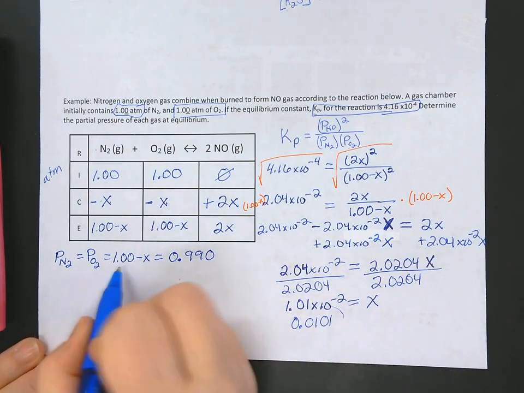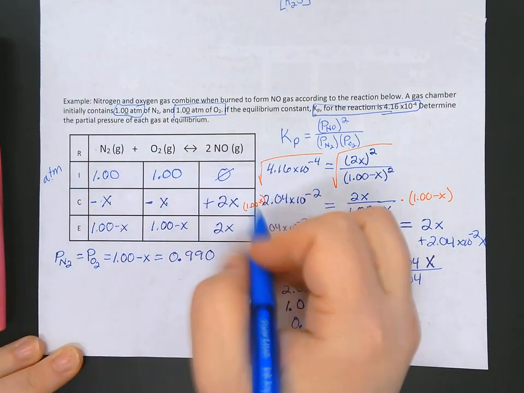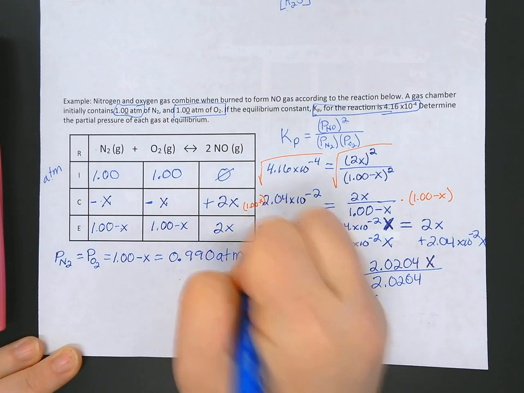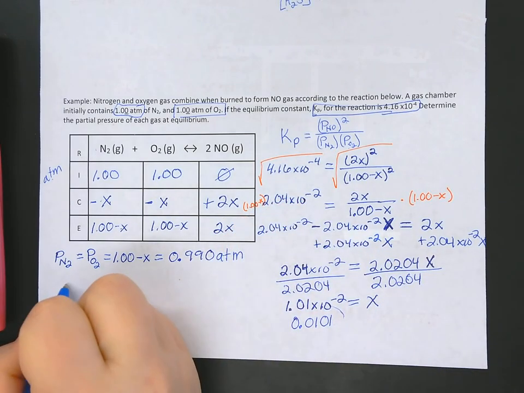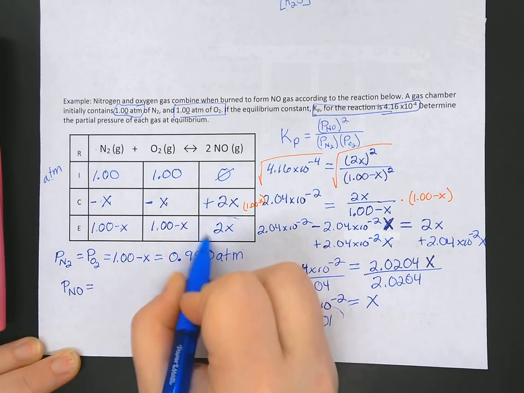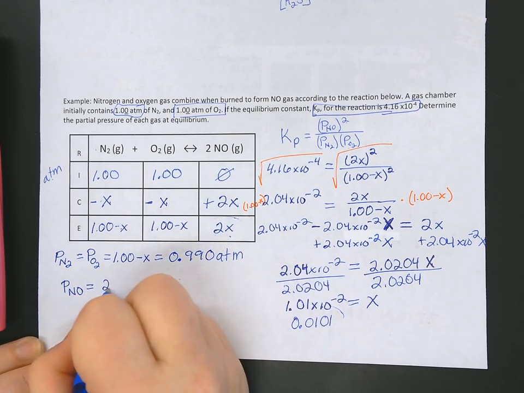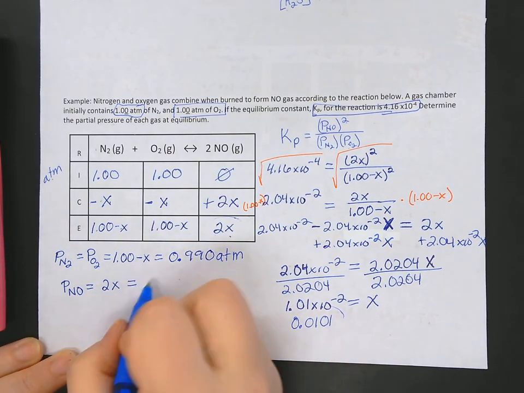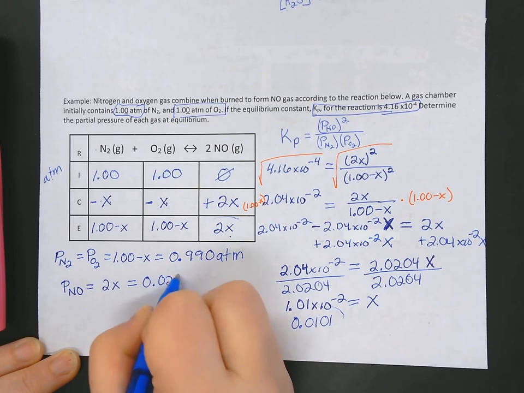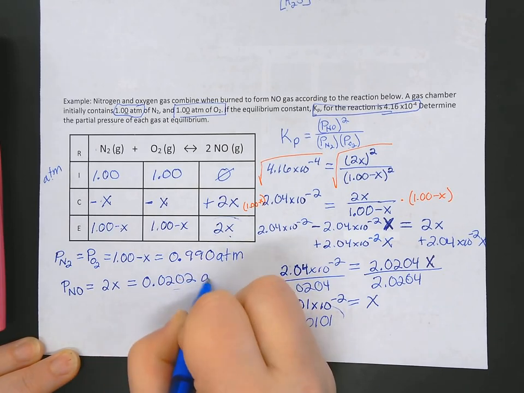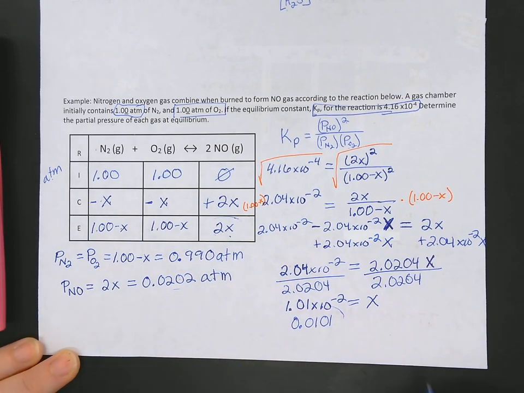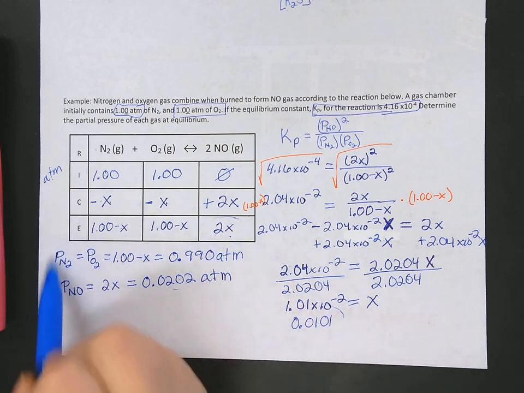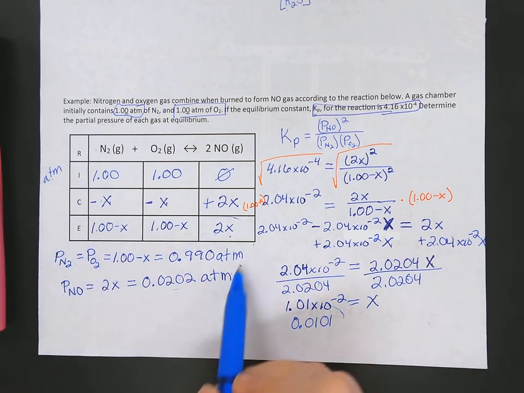Here we go. Now it is pressures, and our initial stuff was in atmospheres, so we're going to put atmospheres on there. And then our other one is our pressure of NO. It's equal at equilibrium to 2x. So 2 times our x value will give us 0.0202. That gives us our 3 sig figs, atmospheres. And that would be our final answer there, these values.